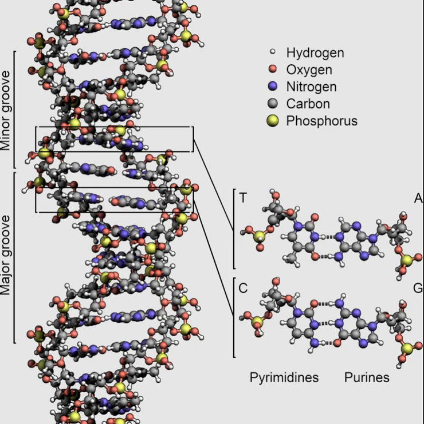DNA packaging and chromatin. Euchromatin: loosely packed, transcriptionally active DNA. Heterochromatin: densely packed, transcriptionally inactive DNA. Chromosomes: highly condensed DNA structures during cell division.